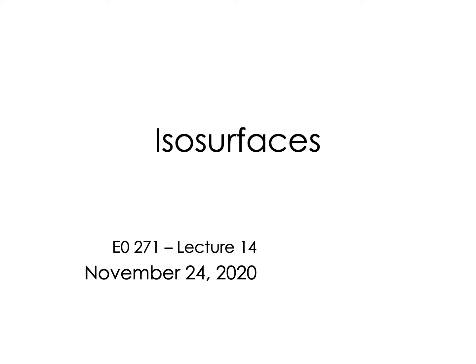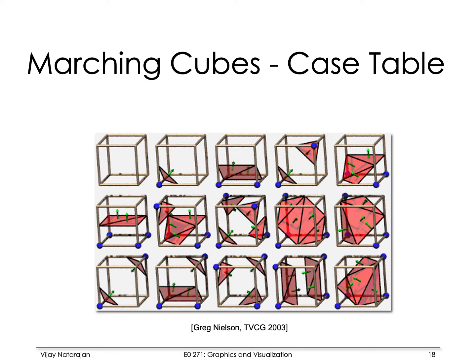In this second part of the lecture, let's look at a variant of the marching cubes algorithm. We saw that the marching cubes algorithm essentially uses a case table. It looks at each voxel and classifies it into one of 256 different configurations, which are reduced to a much smaller number of configurations based on symmetry. In this case, Greg Nielsen has reported 15 different cases.